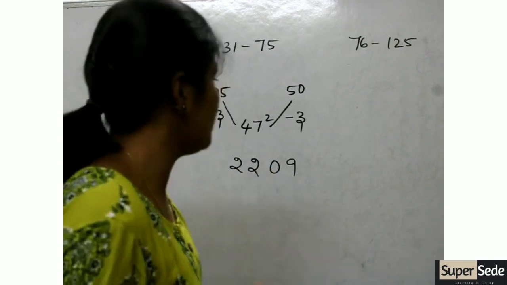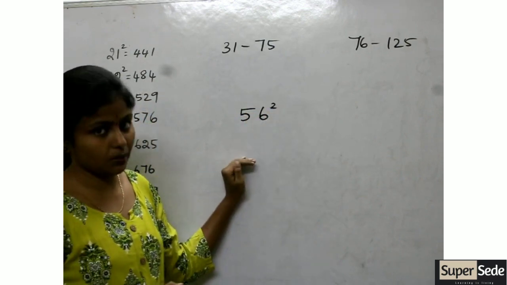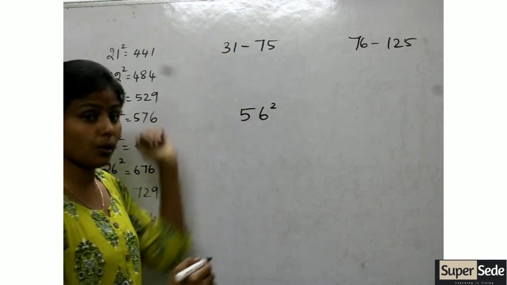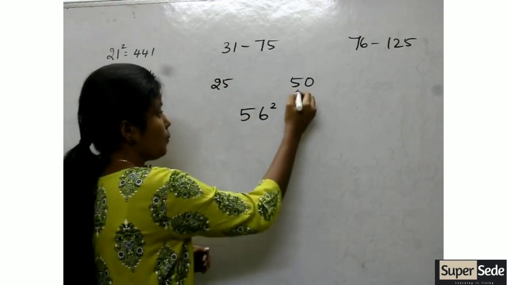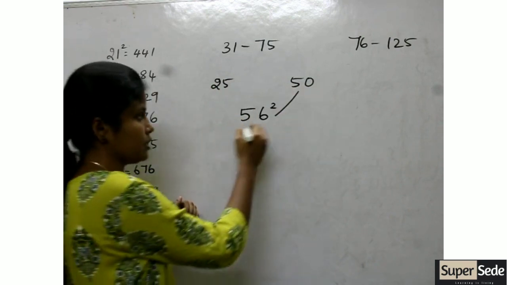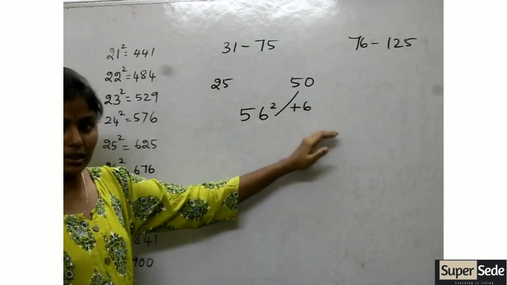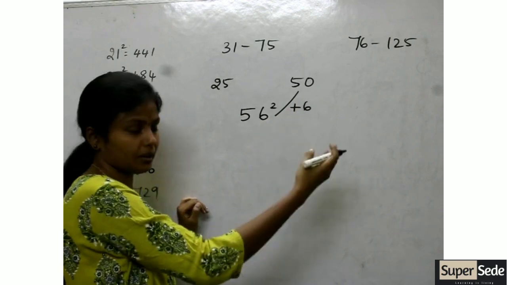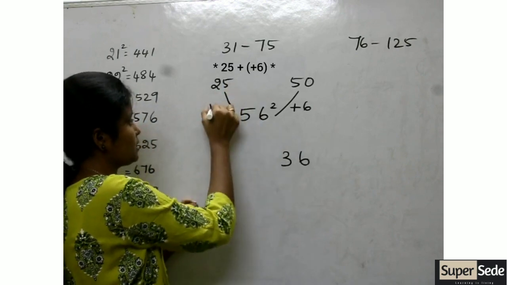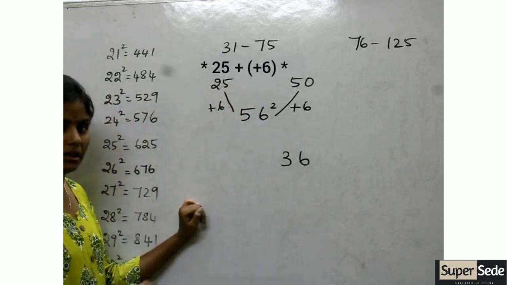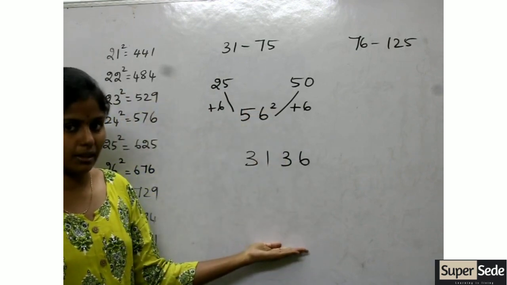Let's take another example. 56. You want to find the square of the number 56. Again, 56 lies in this range, so I am using two reference numbers, 50 and 25. What is the relation between 56 and 50? 56 is 6 more than 50, so I am representing it as plus 6. Now take this plus 6 and square it. That gives you 36. Now take the plus 6 and add it to 25. 25 plus 6 is 31. So 56 square is 3136.